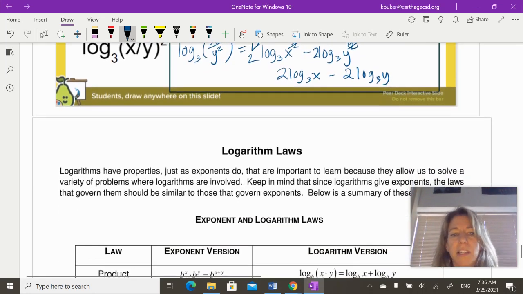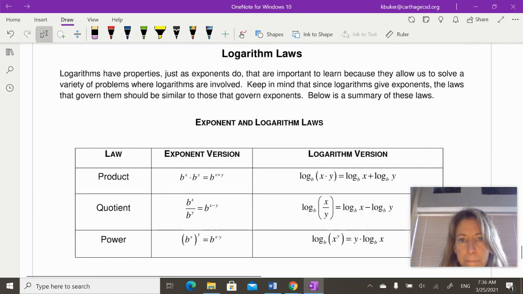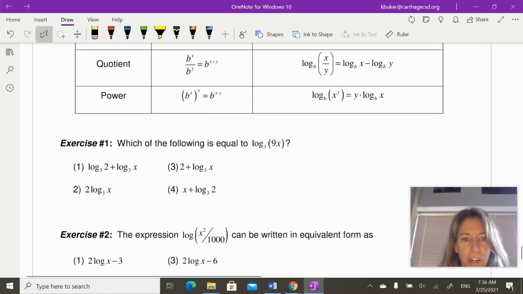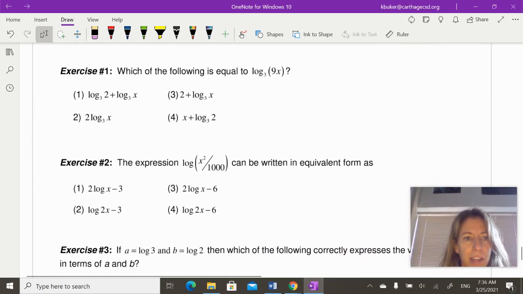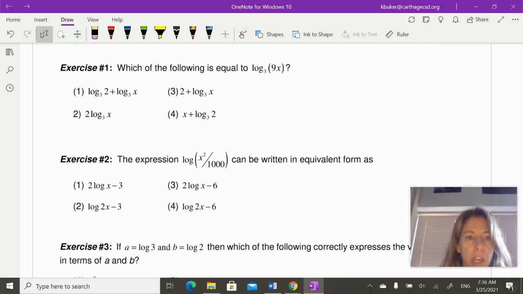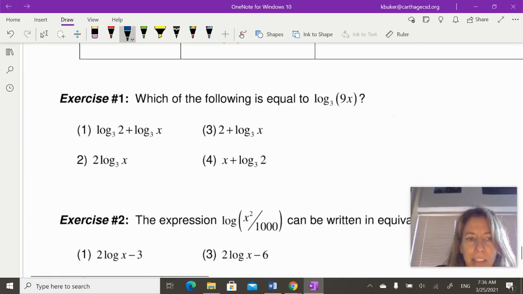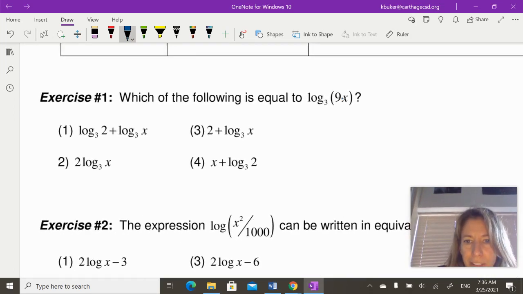All right, so we're just practicing these log laws. Okay, so there's your little chart again that you should have, and we're going to go through the notes. So it says, which of the following is equal to log base 3 of 9x? Well, you may not notice, but 9x is really a product. So we're going to use the product law, and we're going to turn this into an addition problem. And you can tell by the answers there's addition involved, so maybe that's a hint to you. So log base 3 of 9 plus log base 3 of x.